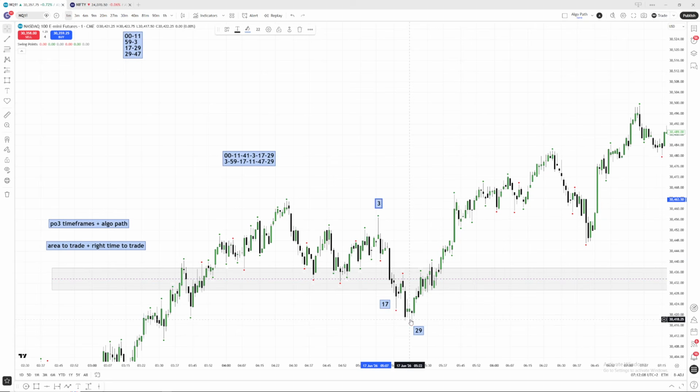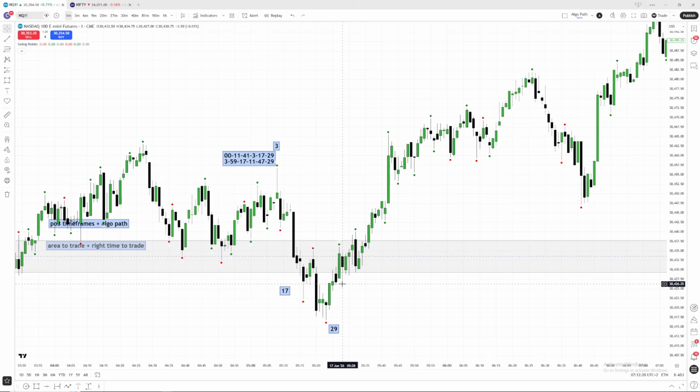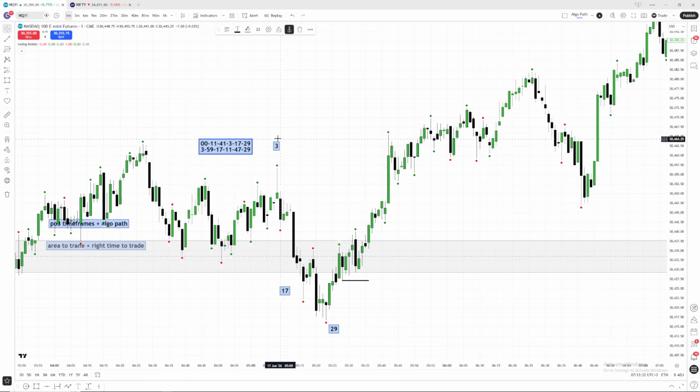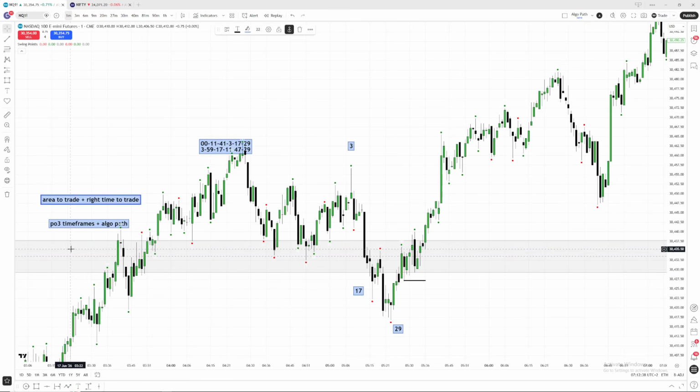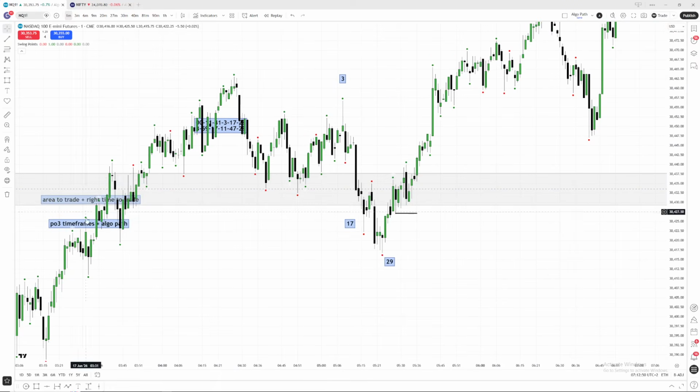Now even if you don't want to look at this, look at the real 29. What is it doing? It is creating support here. Although the indicator didn't print, you can see 528 creating a low, creating an order block here. So what is important for us is that in this area that we needed to trade, we have the right time to trade based on the algo path. So 3, 17, 29 ended the algo, so I can hold it, which means this PD array is going to hold.